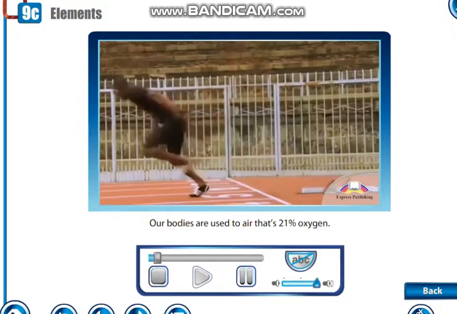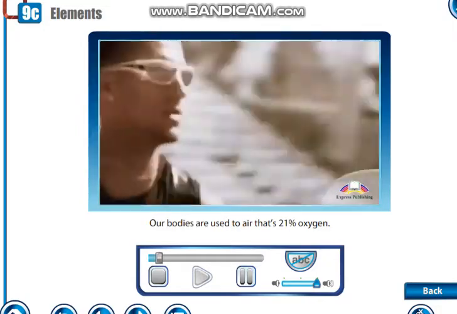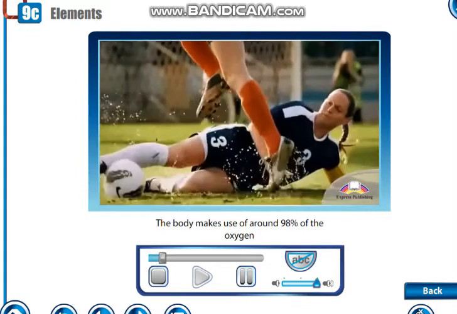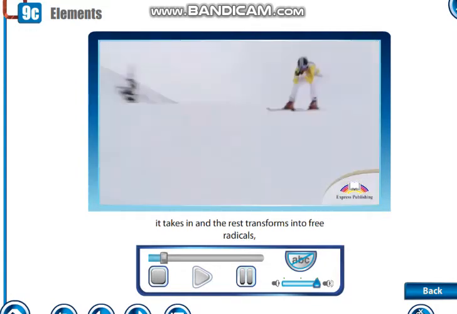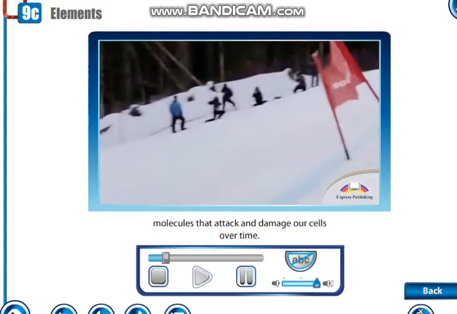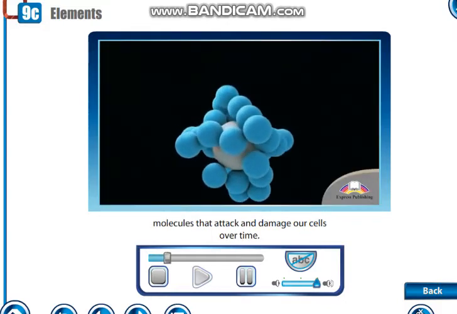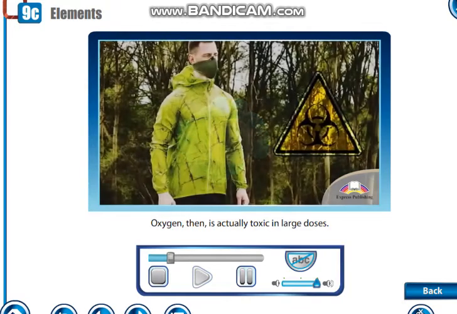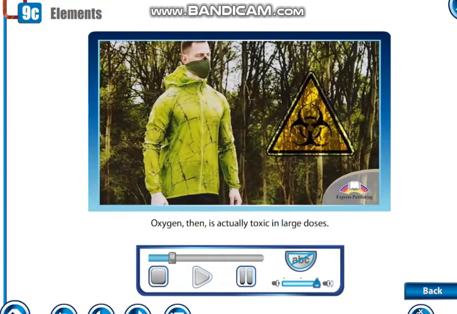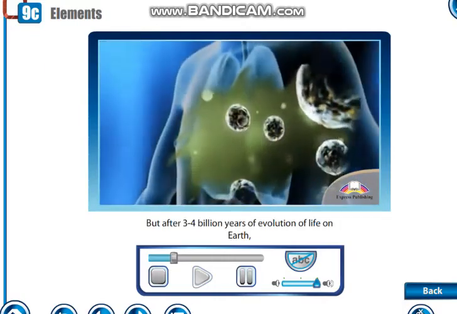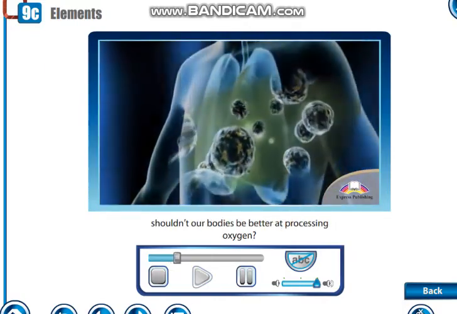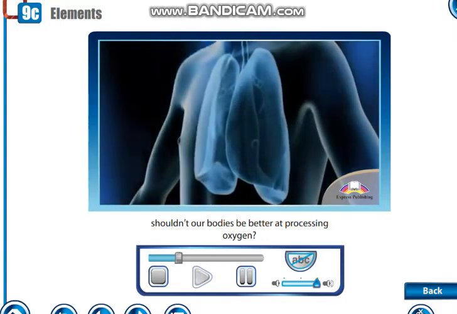Our bodies are used to air that's 21% oxygen. The body makes use of around 98% of the oxygen it takes in, and the rest transforms into free radicals, molecules that attack and damage our cells over time. Oxygen, then, is actually toxic in large doses. But after 3 to 4 billion years of evolution of life on Earth, shouldn't our bodies be better at processing oxygen?